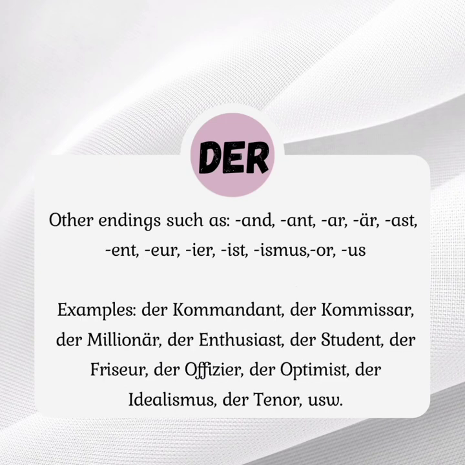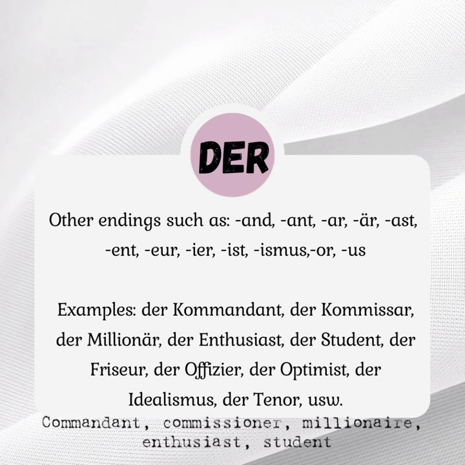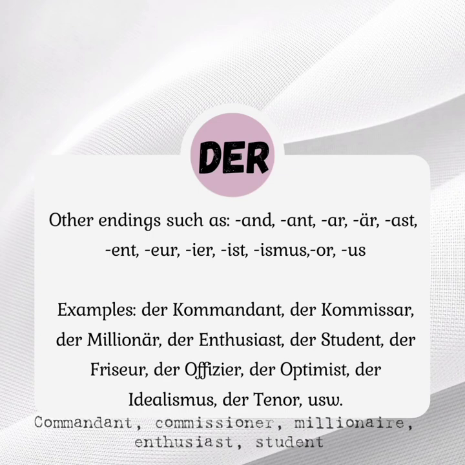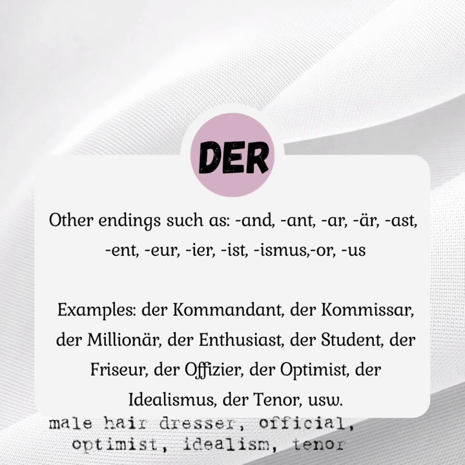There are also other endings that indicate the masculine gender, such as -and, -ant, -ar, -är, -ast, -ent, -eur, -ier, -ist, -ismus, -or, and -us. Examples of words with these endings are listed here. Der Kommandant, der Kommissar, der Millionär, der Enthusiast, der Student, der Friseur, der Tenor, und so weiter.